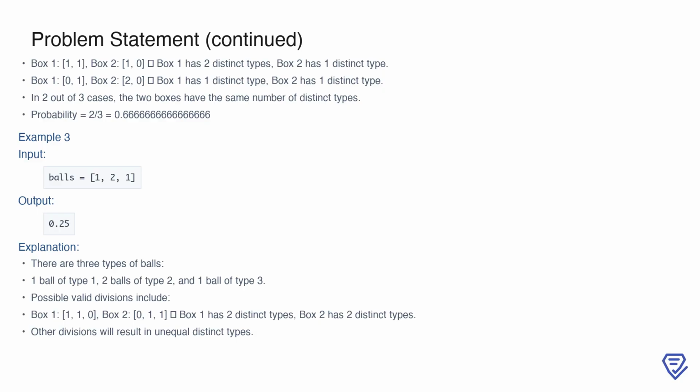Out of these three possible divisions, two result in the same number of distinct types for both boxes. Therefore, the probability is 2 out of 3, or approximately 0.6666666666666666. Now let's look at a more complex example where there are three types of balls.